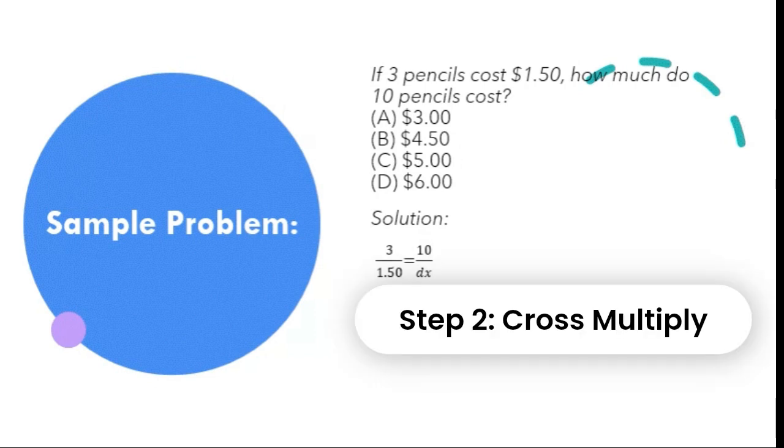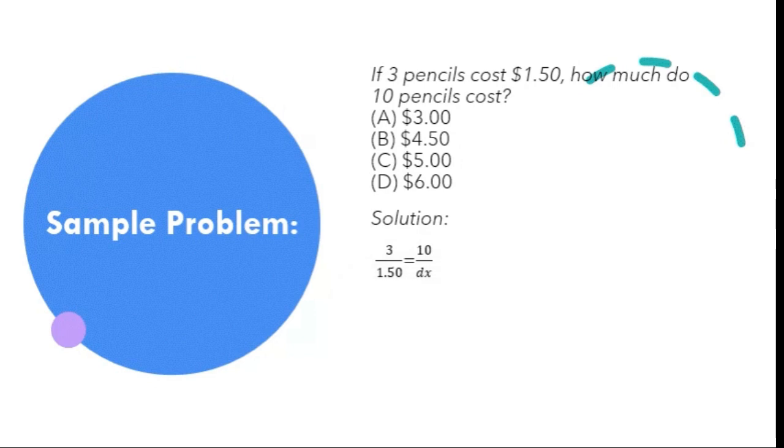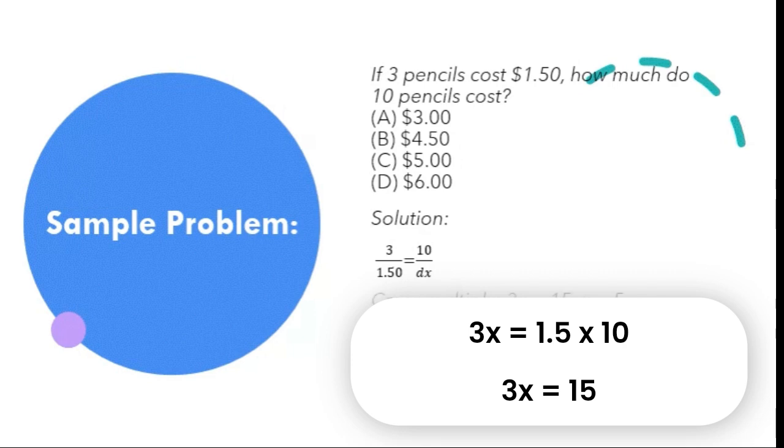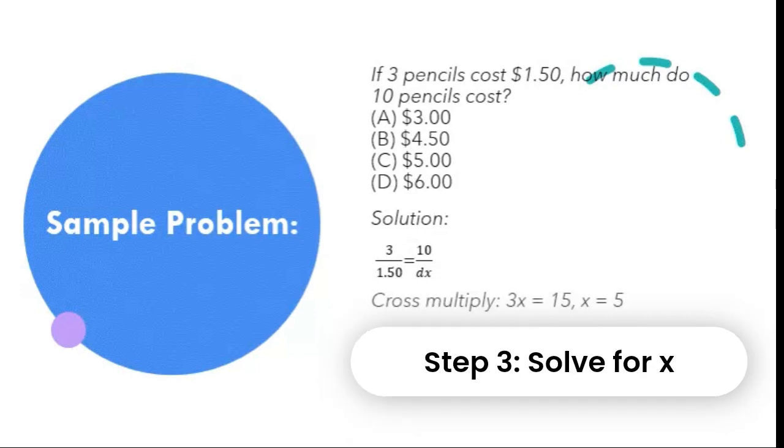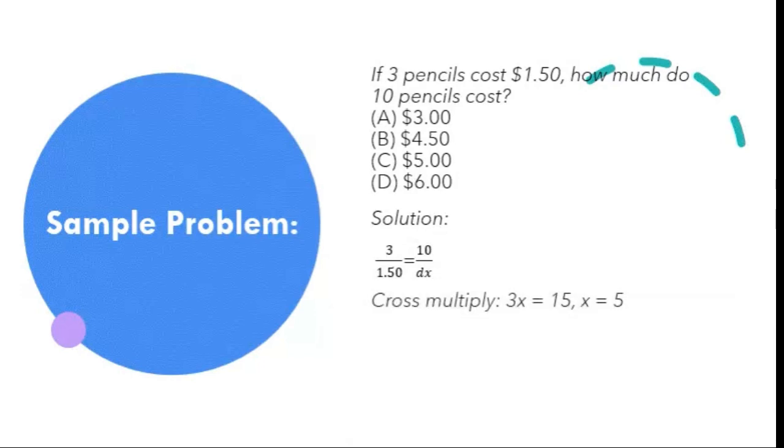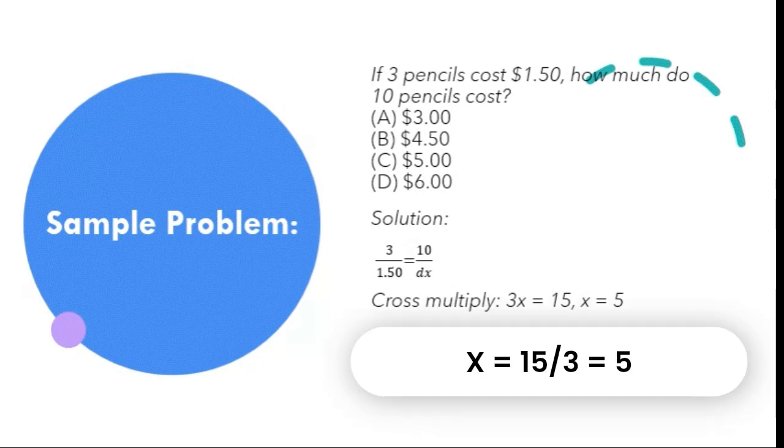Step 2. Cross-multiply. Now, we can cross-multiply to solve for x. This means multiplying the numbers diagonally. 3 times x equals 1.5 times 10. 3x equals 15. Step 3. Solve for x. Now, to isolate x, divide both sides of the equation by 3. X equals 15 divided by 3, which equals 5.